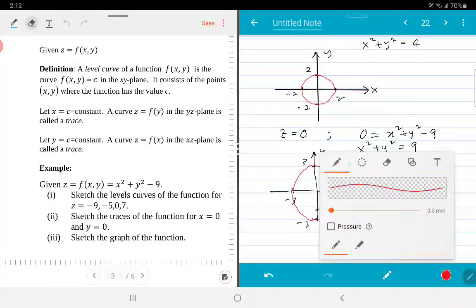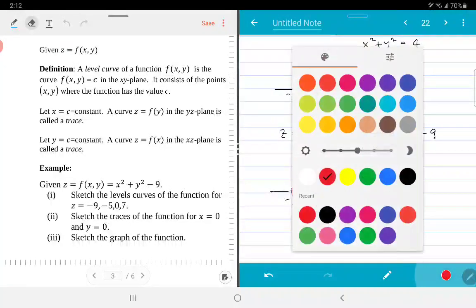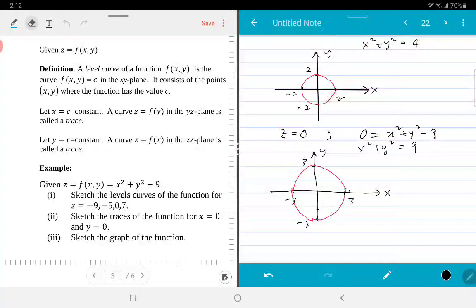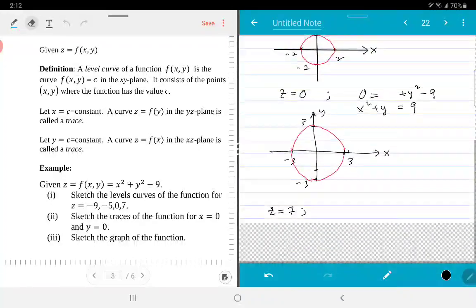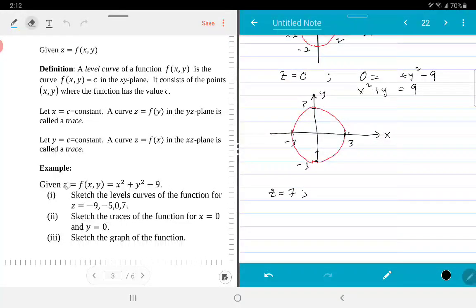Now the last level curve that we need to draw is when z is 7. Next one is when z is 7. When z is 7, we just replace this z with the constant 7. So the equation would be like so.